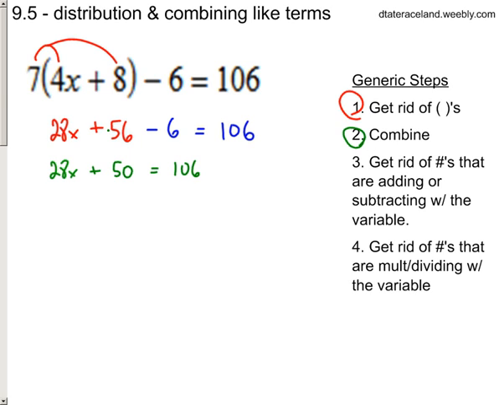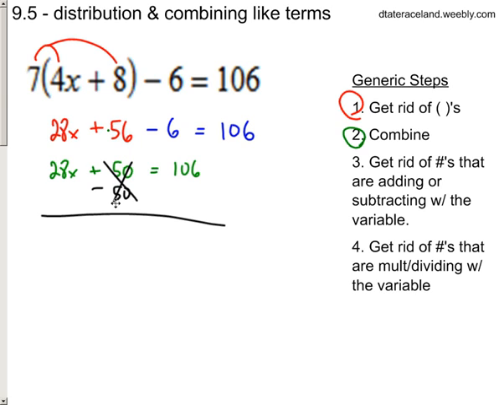So I'm good there. Now, let's take a look at getting rid of numbers that are adding or subtracting with the variable. Well, this variable is interacting with the 28 with multiplication, and it's got an exchange with the 50 using addition. So between these two numbers, the 28 and the 50, I know that I just want to get rid of the numbers that are adding or subtracting first. So sorry, 50, you're gone. We'll just minus 50, and 50 minus 50 is 0.